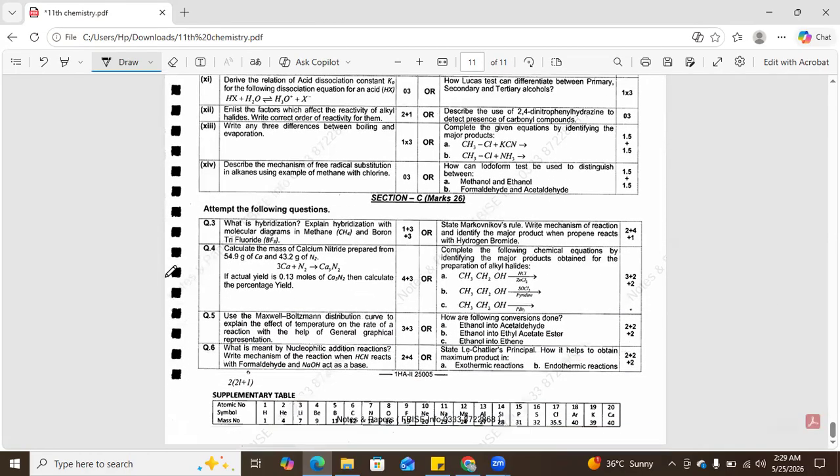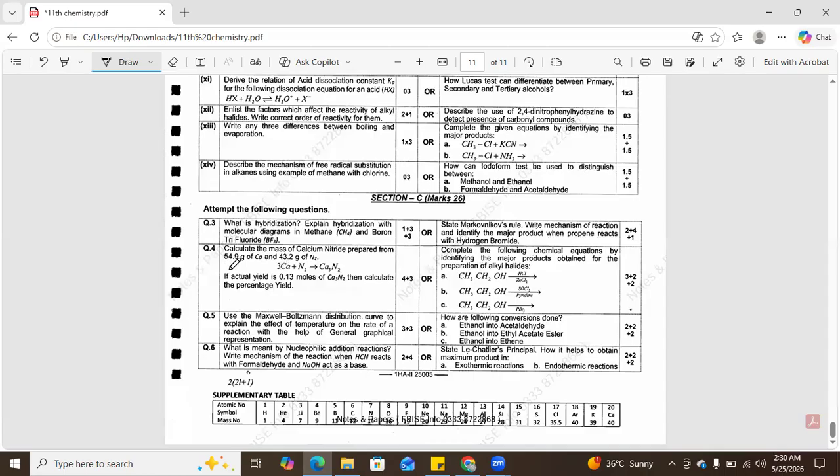And in section C, these were the most important topics and questions in the past paper. What is hybridization? This question is coming again and again in the model paper, past paper. So this is a very important topic. Explain hybridization with molecular diagrams in methane and boron trifluoride. Optional question is state Markovnikov's rule, write mechanism of reaction and identify the major product when propene reacts with hydrogen bromide.